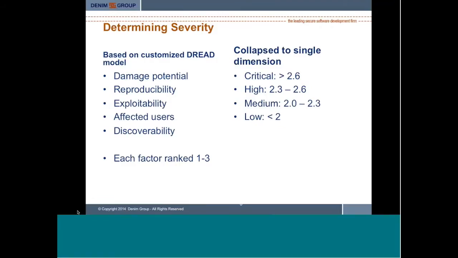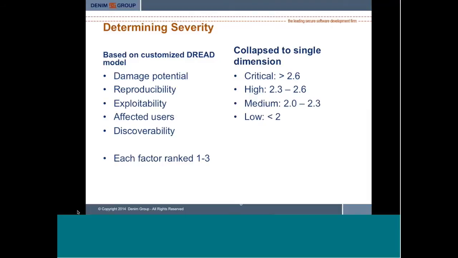The severity was determined using the DREAD model. So we looked at a combination of the damage potential. If this vulnerability were to be exploited, how bad would the damage be? We also looked at the reproducibility. How easy is it to reproduce this problem? Exploitability. How easy is it to exploit? How sophisticated does an attacker have to be in order to potentially exploit this? The affected users. What population of users would be affected or may be exposed based on the vulnerability? And the discoverability. How challenging is it to discover this vulnerability?